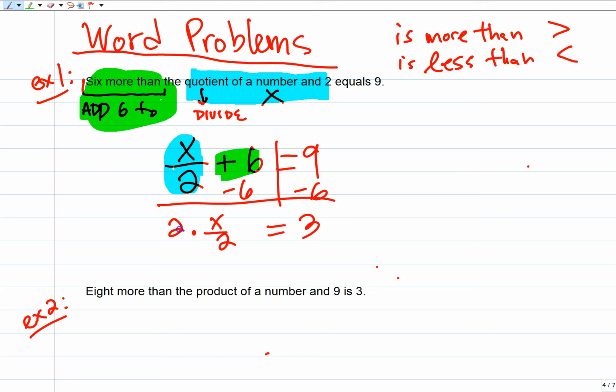Multiply everything by 2. You could have, on that one, multiplied everything by 2 to clear the fraction. If you're thinking of it that way, that is not wrong. It's just, I thought of this as inverse operations. But if you want to clear the fractions first, that's a great skill. Okay? So what's left on the left side? X. On the right side?